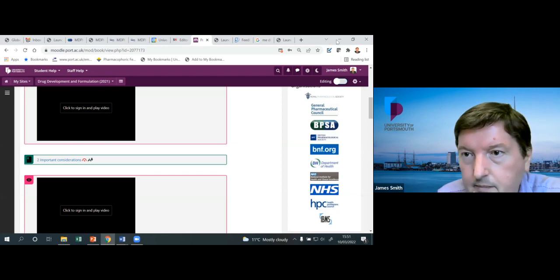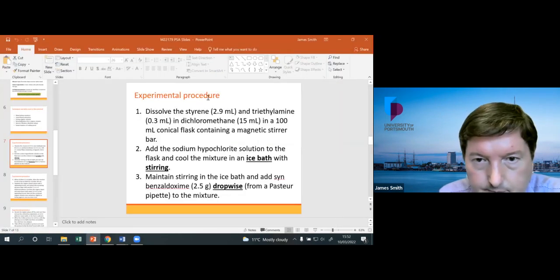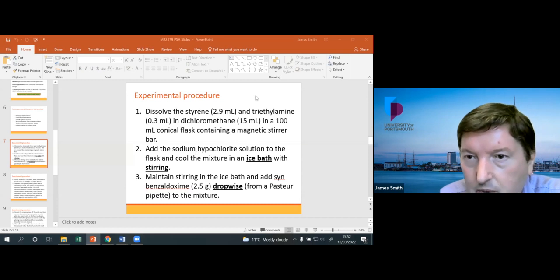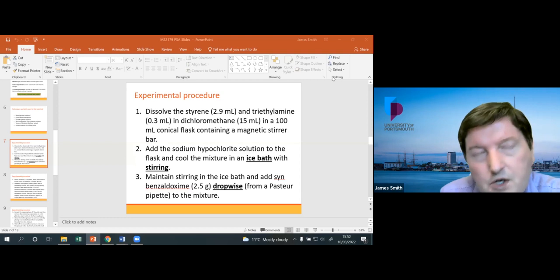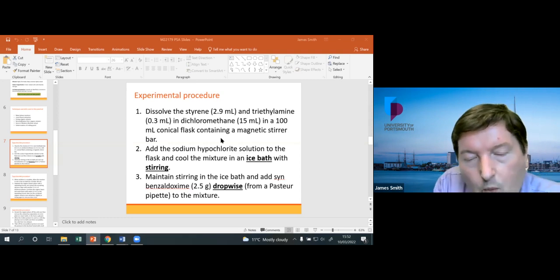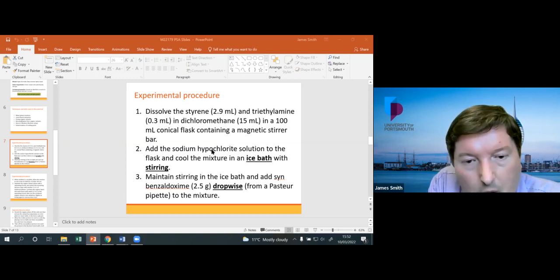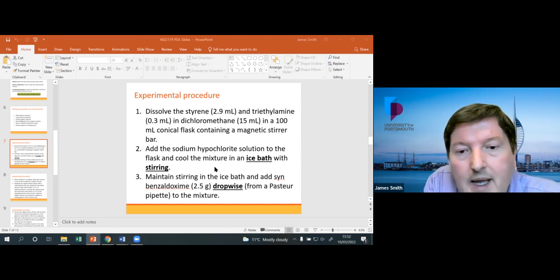Right. Again, it's that why question. Why are you doing this? So, in a nutshell, you cool it because you want to form the 1,3 dipole. So if it's not done in ice, that 1,3 dipole doesn't form. Yeah, the nitrile oxide doesn't form.